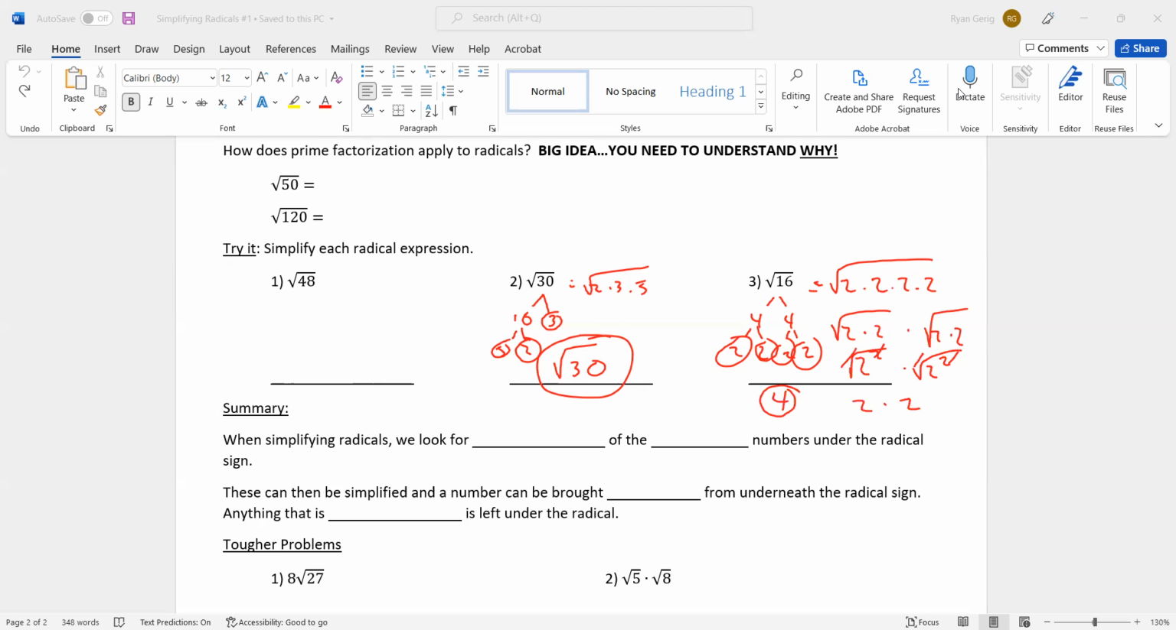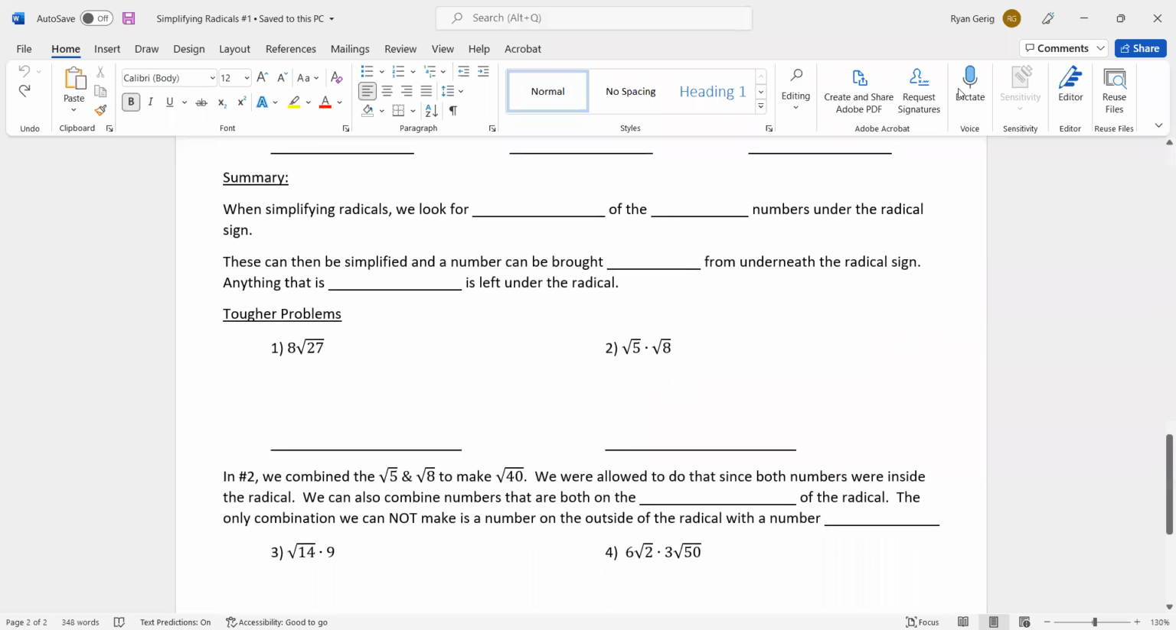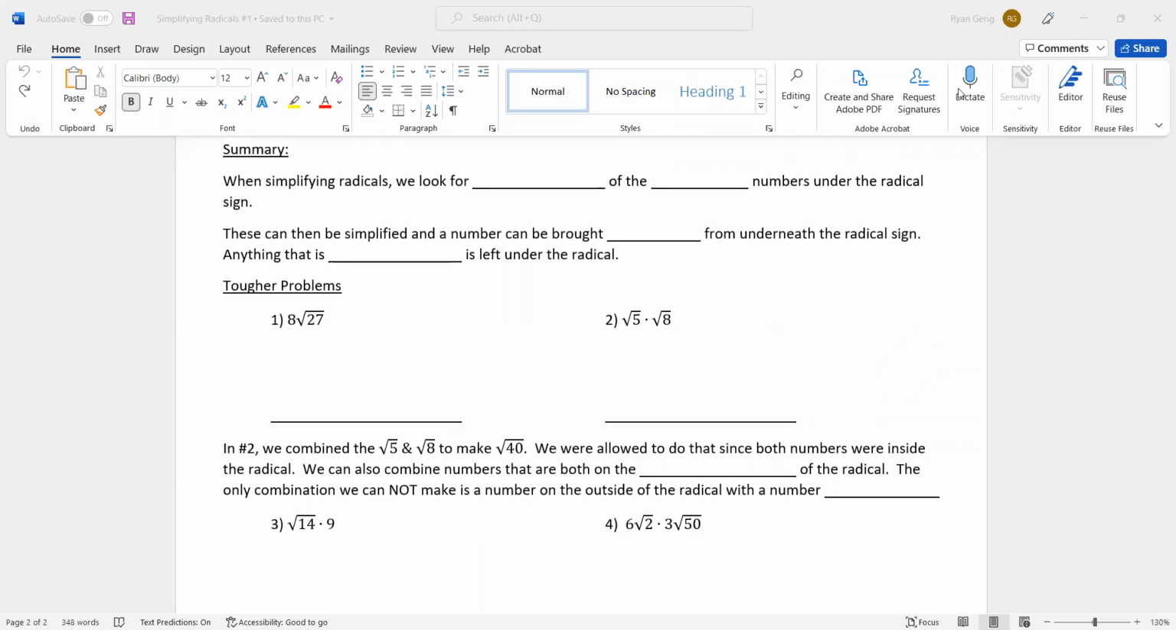Okay. Almost done with this one. I'll do a summary here. When simplifying radicals, we look for pairs of the same numbers under the radical sign. Why? Because if they're a pair of the same number, you're multiplying together, you can write them as that number squared, and then that cancels the radical, and you bring that number out. Okay, these can then be simplified, and a number can be brought out from underneath the radical sign. Anything that is unpaired is left under the radical.